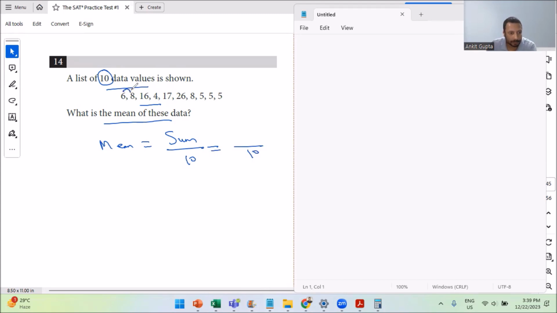6 plus 8, 14. 14 plus 16 is 30. 30 plus 4 is 34. 34 plus 17 is 51. 51 plus 26 is 77. 77 plus 8 is 85. And 85 plus 5 is 90, 95 and 100. That means sum is equal to 100, and 100 divided by 10 will be equal to 10. So answer will be 10.